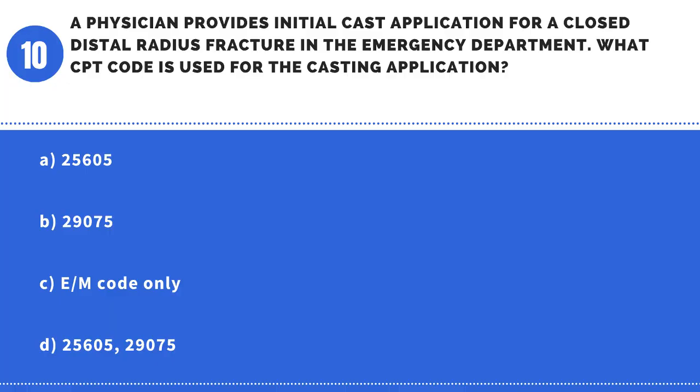Question 10. A physician provides initial cast application for a closed distal radius fracture in the emergency department. What CPT code is used for the casting application? A. 25605. B. 29075. C. E/M code only. D.